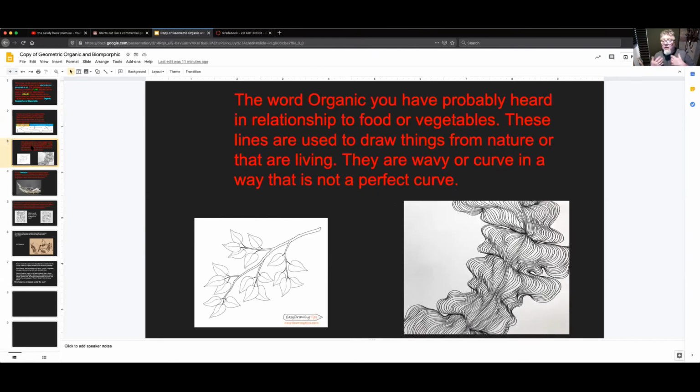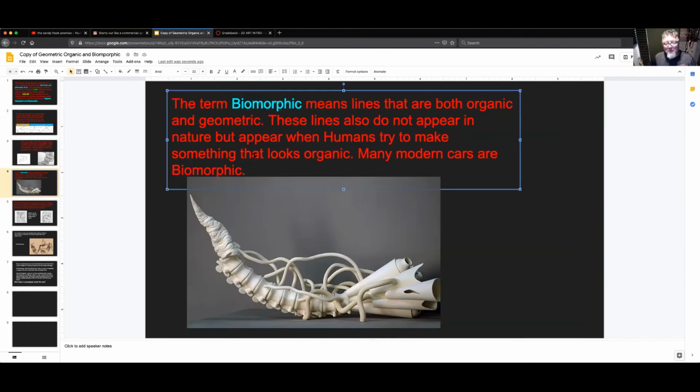The word organic you've probably heard in relationship to food or vegetables. These lines are used to draw things from nature or that are living. They are wavy or curve in a way that is not perfect. The term biomorphic means lines that are both organic and geometric. These lines also do not appear in nature, but appear when humans try to make something that looks organic, or from nature, and mix it with other lines that they use from rulers and protractors and compasses. Many modern cars are biomorphic.